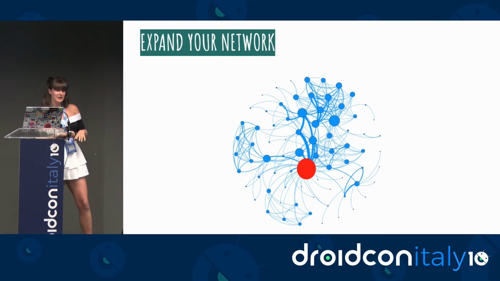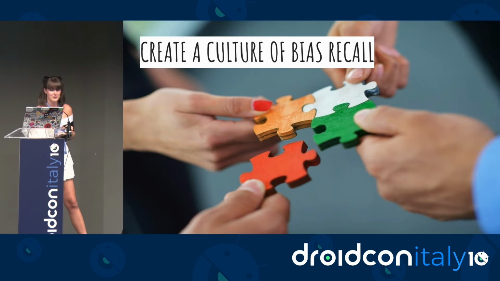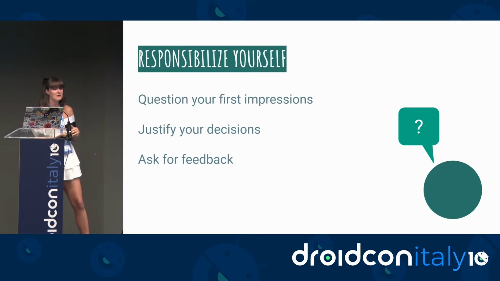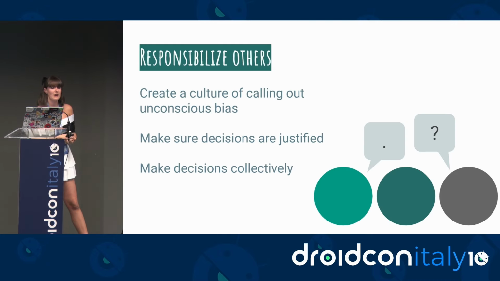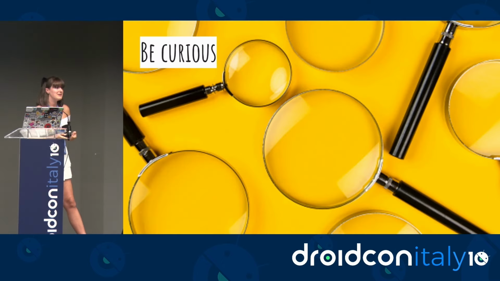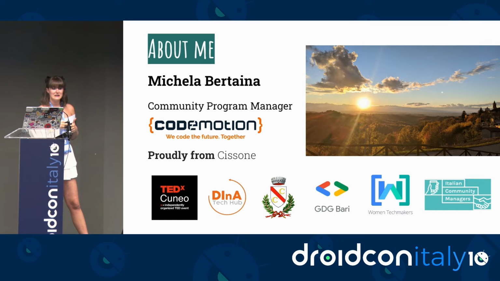Then remember to expand your network. Each of us is in a bubble, and we always need to open this bubble and get out of our comfort zone to get in touch with people who are different from us, and create a culture of bias recall. So take responsibility, question your first impression, justify your decision based on data, and ask for feedback. And give others the possibility to recognize biases. So create a culture of calling out unconscious bias, make sure that your decisions are justified by data, and make decisions collectively. And then, of course, be curious. Curiosity is really important to get out of our comfort zone and also accept things that are different from what we think.